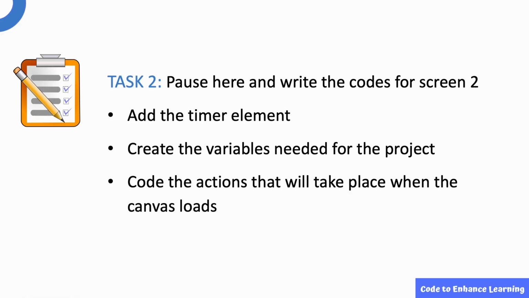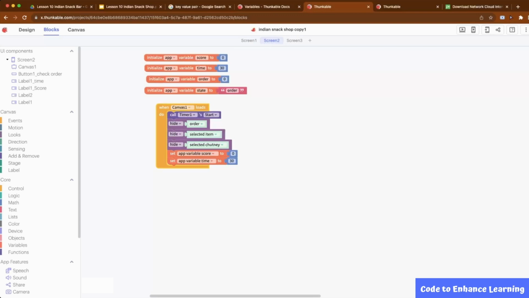This brings us to task 2. Pause here and write the codes for screen 2. Add the timer element, create the variables needed for the project, and code the actions that will take place when the canvas loads. The first thing the user will do on screen 2 is to click the check order button.